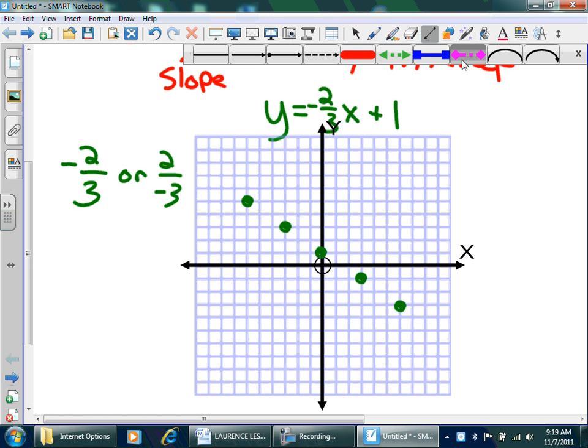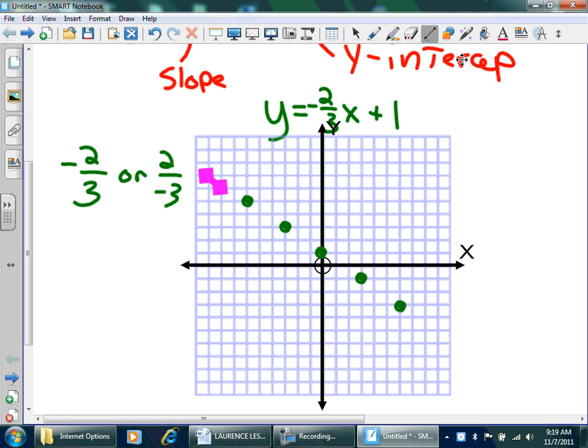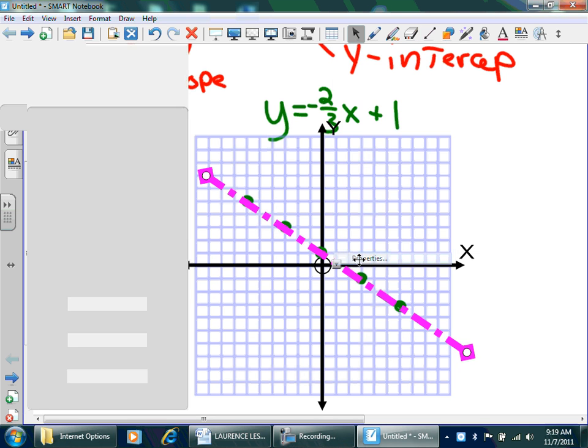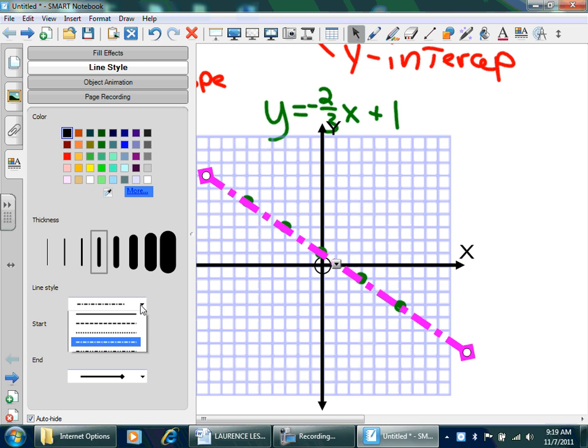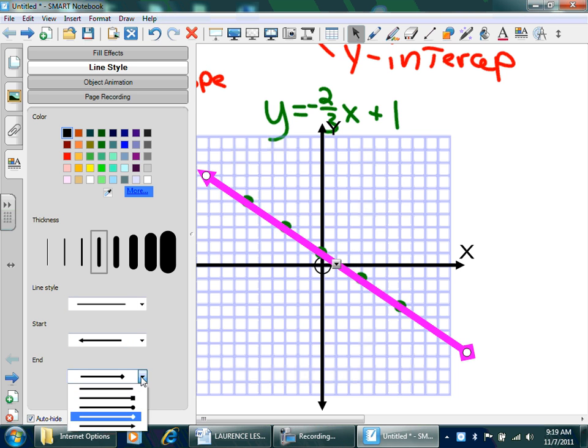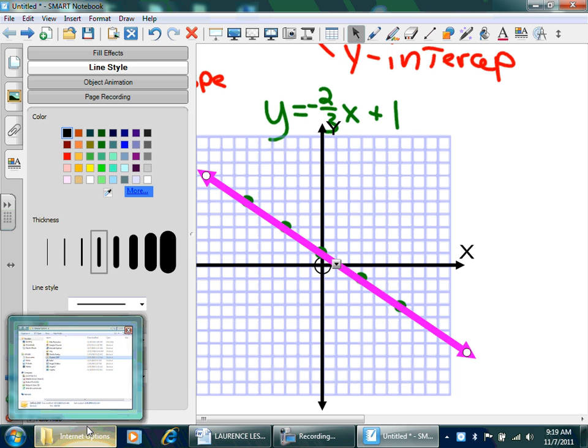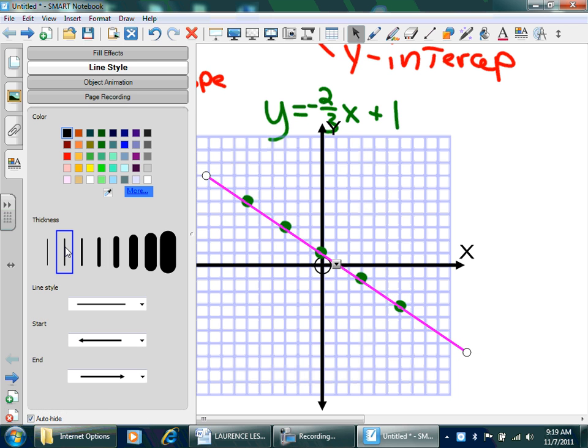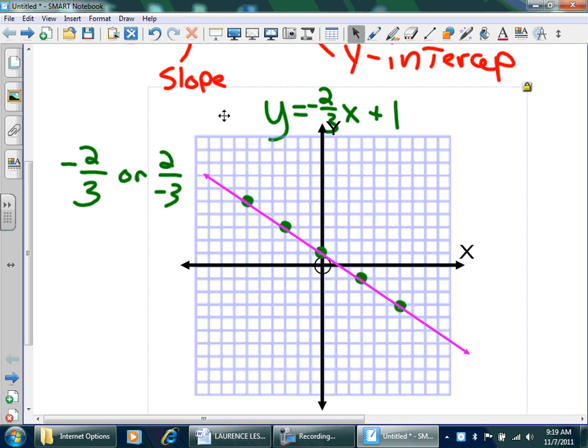I will try to draw that line the best I can. That, of course, is not a line. Our lines need to be solid. Very important, our lines need to begin and end with arrows. Otherwise, they are not lines. I'll make it a little thinner so it shows up. All right, that's how you graph according to slope y-intercept form.